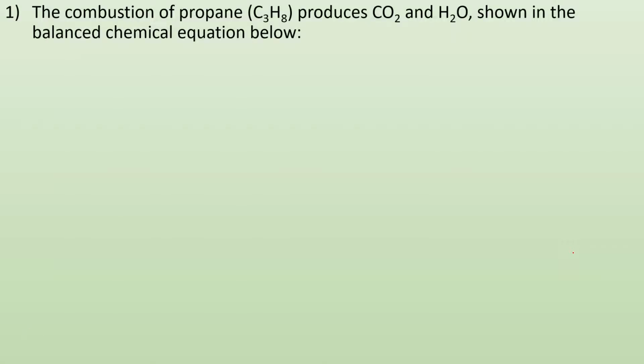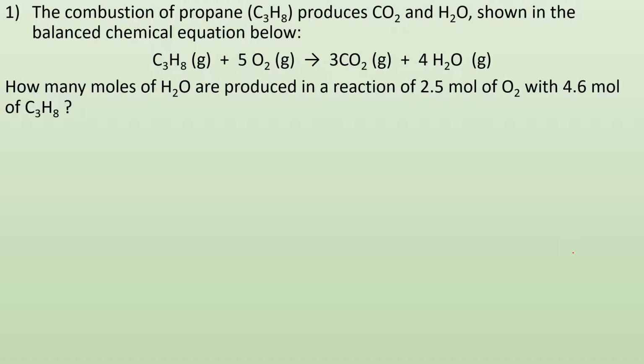Mr. Donahue here again. This time we're going to take a look at 3.7 practice problems, limiting reactants and percent yield. So these are going to be some of the longer type of problems. So number one, the combustion of propane produces CO2 and H2O shown in the balanced chemical equation below. There it is. It's balanced for you. How many moles of H2O are produced in a reaction of 2.5 moles of O2 and 4.6 moles of C3H8?